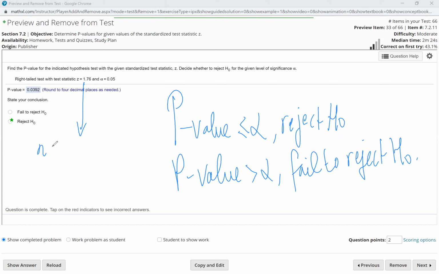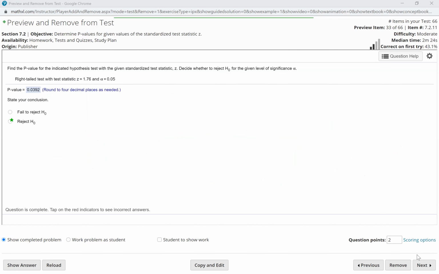It's normal CDF, 1.76, a million or 1,000, whatever, and then 0, 1. Why 0, 1? Because I have Z here. And then you should get this. What's your conclusion? Alpha is 5%, the p-value is less than alpha, we reject H0. All right, next.